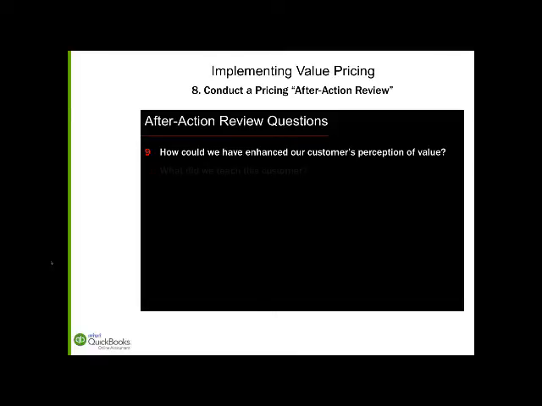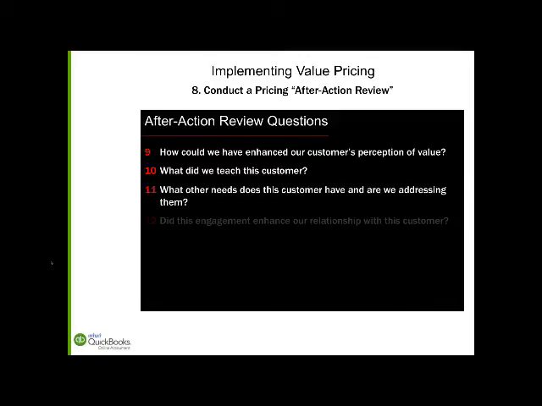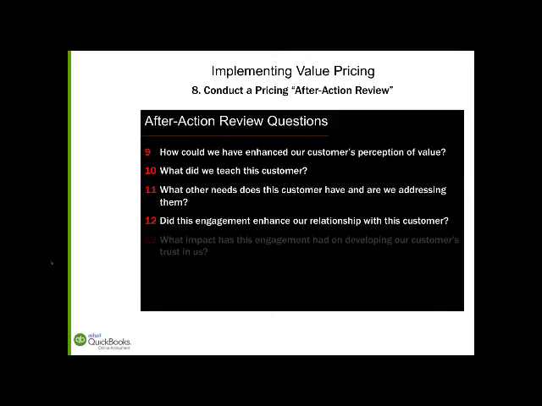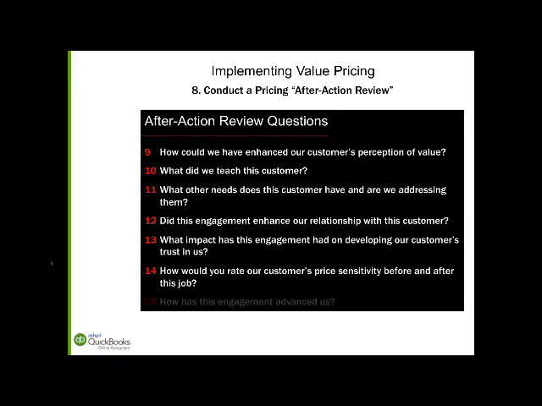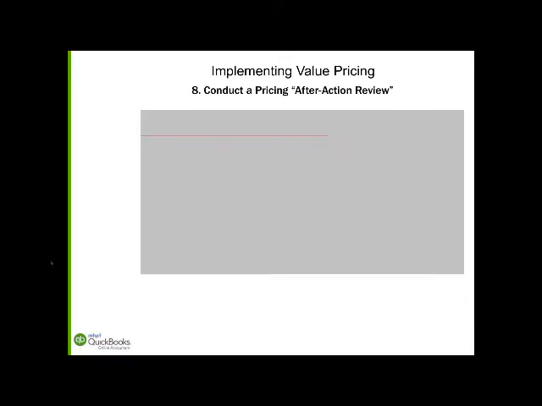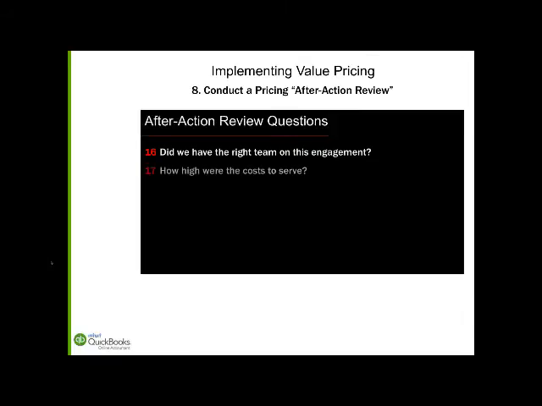Absolutely. I want a pricing after action review done after the engagement's closed, after the file's done, you've completed the work. Let's go back and revisit it from a pricing perspective and see what we learned and see how we could do it better next time and answer these questions. I think there's 20 of them. Again, I'm not going to go through them all in the interest of time, but you can see them all here on the PowerPoint deck, and that's why I put them all in here.